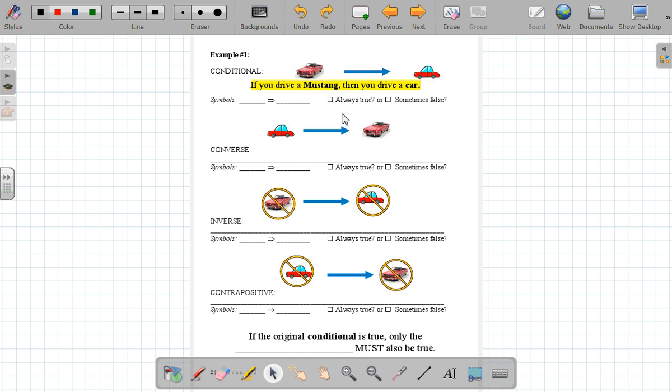If you flip the Mustang, then you're driving in car. Mustang. Car. Converse, switch. Converse, switch. How does it read now? If what? If car again. Great, that's converse. Now, ready? Inverse, flip. So it reads if not Mustang, then not car. Got it? Ready? Go back to the original. Contrapositive, switch and flip. How does it read now? Keep your arms like this. Tell the neighbor how to read.